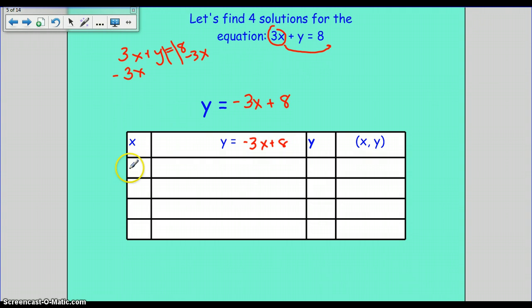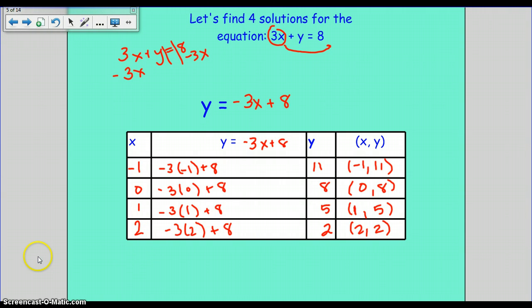So again, choose your values, negative 1, 0, 1, and 2. Go ahead and pause the video. Okay, so this is what your table should look like. Do we see another pattern? Yes, we're decreasing by 3 each time, and what do you know? It's a negative 3 on the coefficient of x. This is not a coincidence. This coefficient on x is going to tell you what's going to happen with y. We're going to use this in future lessons.